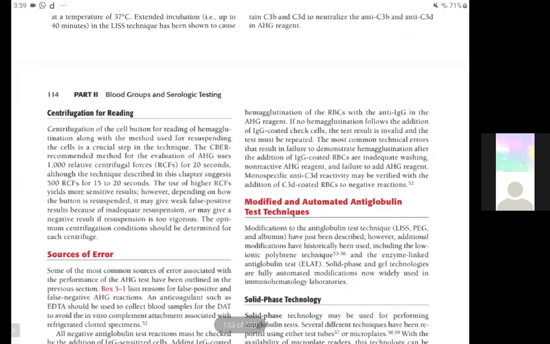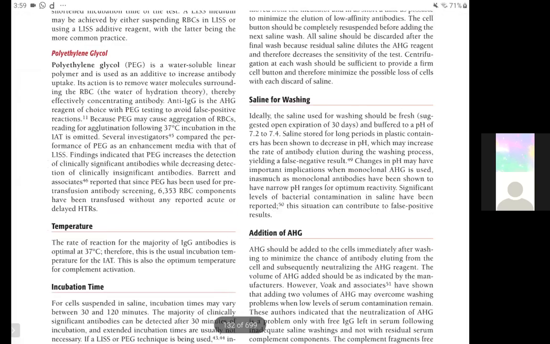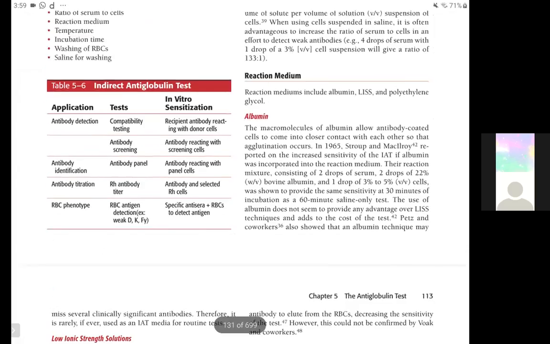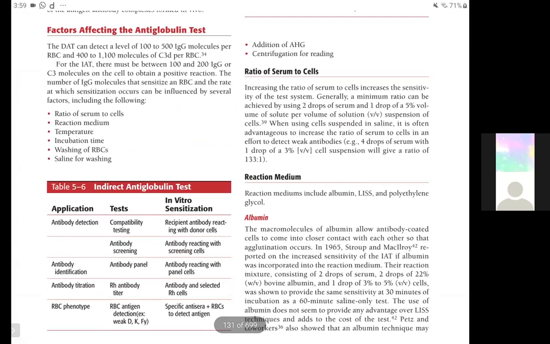So depending upon the AHG, the factors affecting the antiglobulin test, we were discussing the ratio of serum to cells and the reaction medium. That is, what type of reagent is used to suspend the cells, whether it's albumin or polyethylene glycol, and that would in a way determine the incubation time also. So we have factors like these.